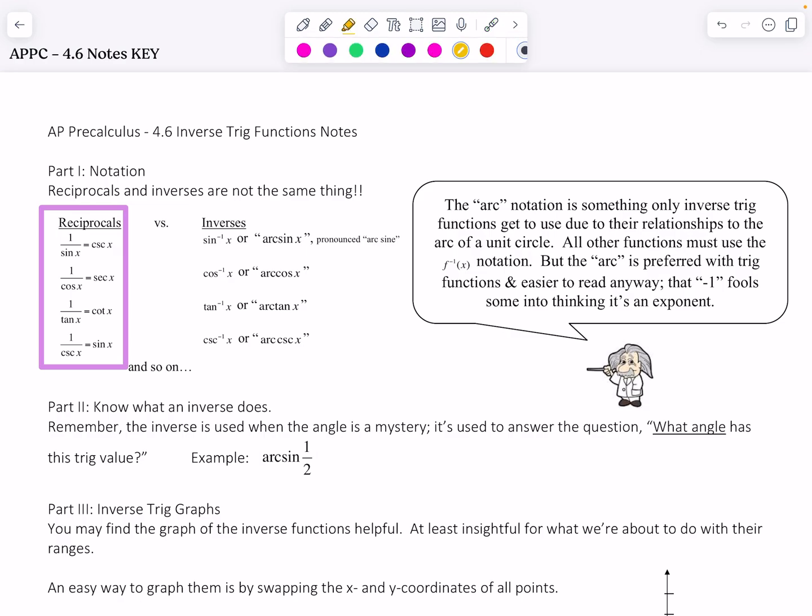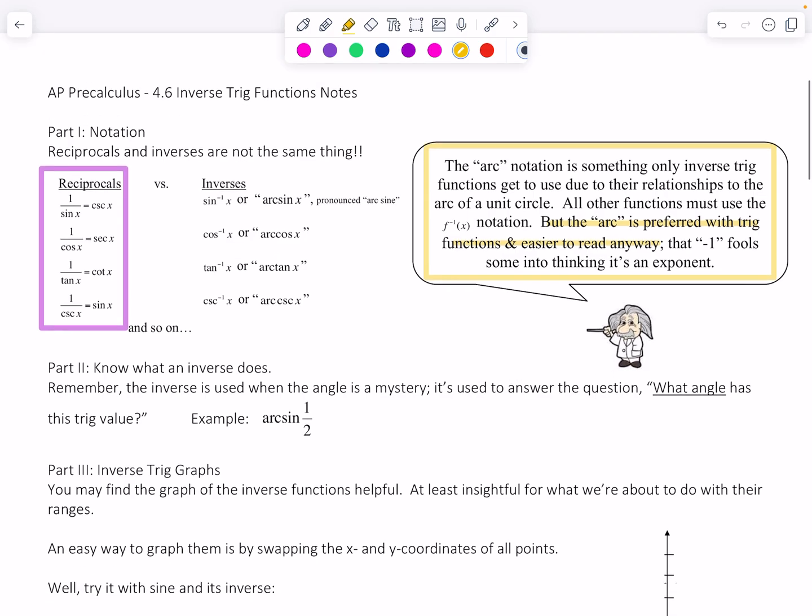So as you can see over here in this little box with our Einstein here, the arc notations are something only inverse trig functions get to use due to their relationship with the arc of the unit circle. All other functions must use the f of -1 notation, but the arc is preferred with trig functions and easier to read anyway, because that -1 fools us into thinking it's an exponent.